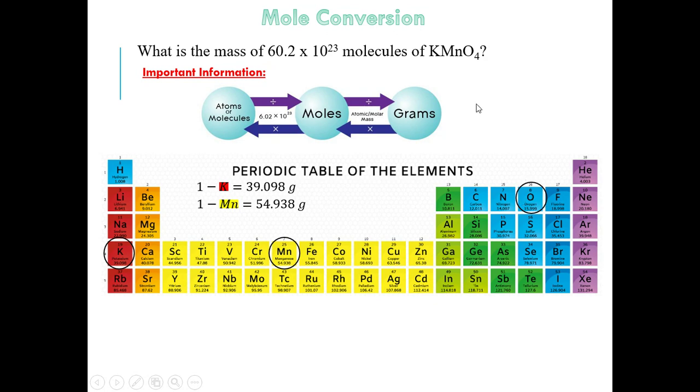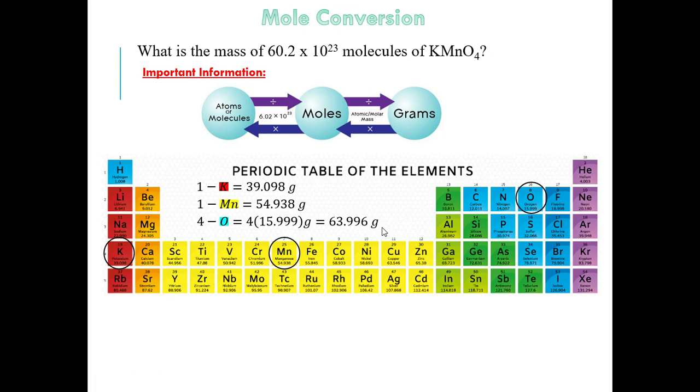And then if we go to O, I do want to point out that in this particular formula, potassium permanganate has 4 oxygen, so there is a subscript 4 at the very end, so pay attention to subscripts in the formula. Because there's 4, I'm going to multiply the molar mass of O by 4. So 4 times 15.999 gives you a molar mass of 63.996 grams.